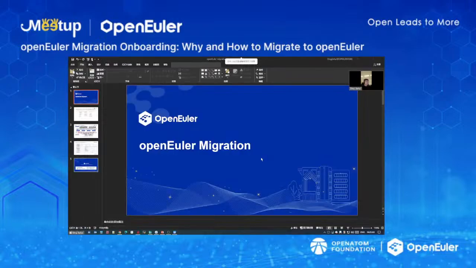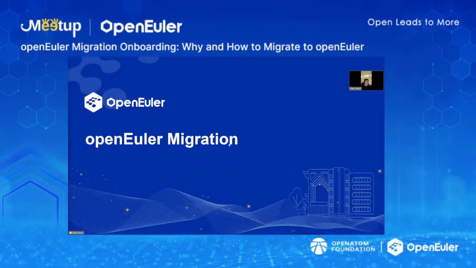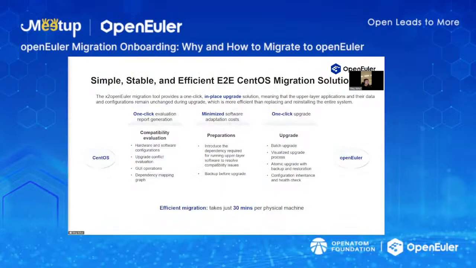Hello, everyone. Today, I'll guide you through the migration process from CentOS to openEuler using X2openEuler. In order to provide a simple, stable, and efficient end-to-end CentOS migration solution, we have developed the tool named X2openEuler. It provides a one-click, in-place upgrade solution, meaning that the app layer applications and their data and configurations remain unchanged during upgrade, which is more efficient than replacing and reinstalling the entire system.